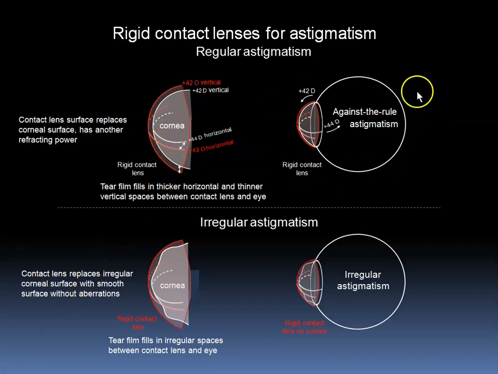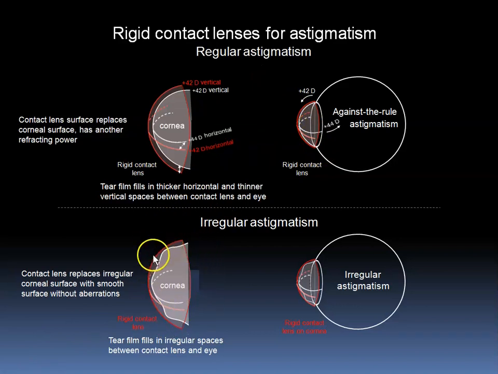In this case, we're showing an eye with against the rule astigmatism because the horizontal power is 44, which is higher than the vertical. Therefore, if the horizontal power is the higher one, it's as if we have a vertical 44 diopter plus cylinder embedded in the cornea, and a horizontal 42 diopter plus cylinder.